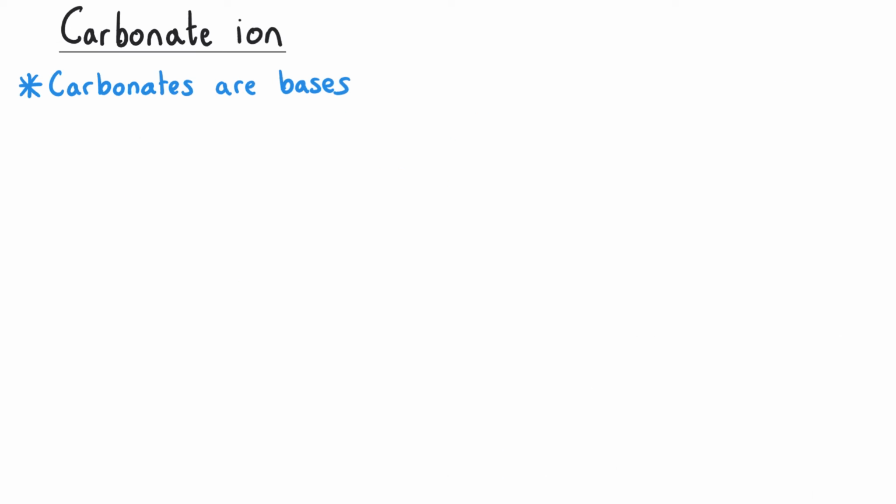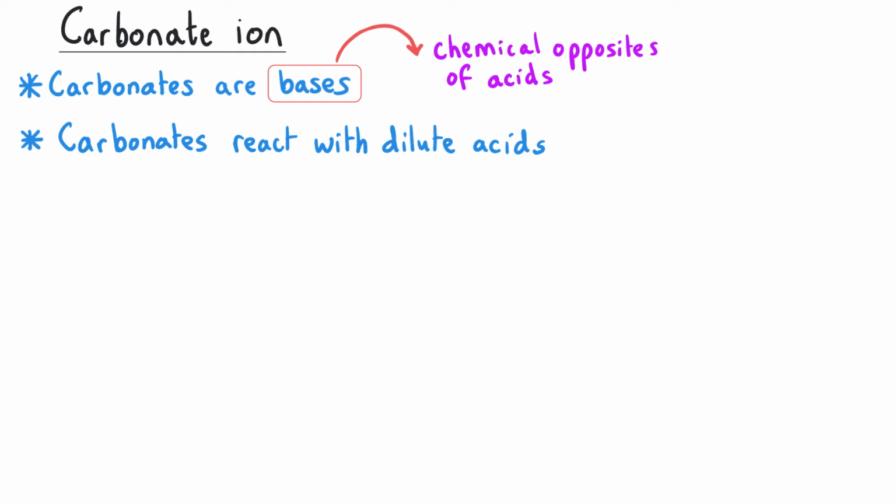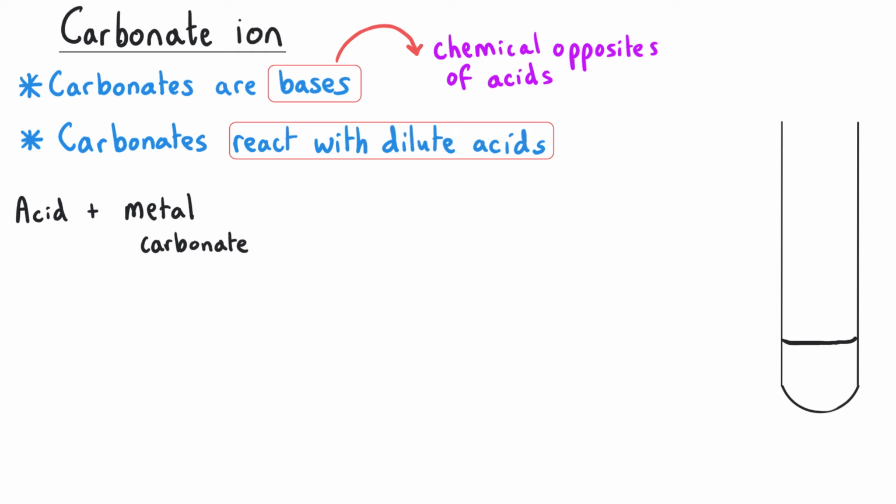Testing for the carbonate ion utilises the fact that carbonates are bases, and bases are the chemical opposites of acids, and so carbonates react with dilute acids. In general, when you take an acid and react it with a metal carbonate, they will react together to produce a salt and water and carbon dioxide gas.